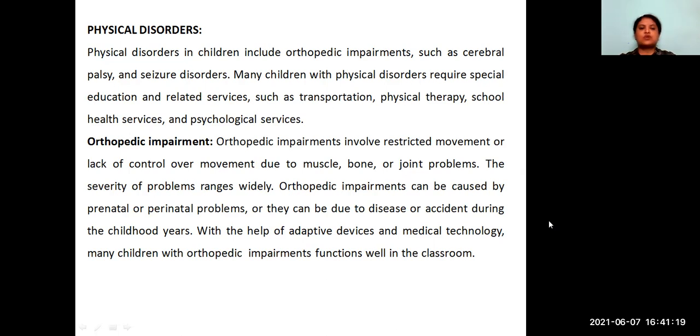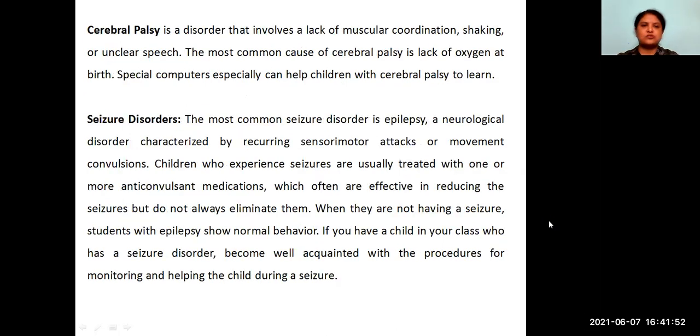The severity of problems ranges widely. Orthopedic impairments can be caused by prenatal or perinatal problems, or they can be due to disease or accident during the childhood years. With the help of adaptive devices and medical technology, many children with orthopedic impairments function well in the classroom. So for such children, if you help them in the classroom by giving them whatever minimum support they need medically, or if you give them adaptive devices, definitely they would be able to do well in the classrooms.